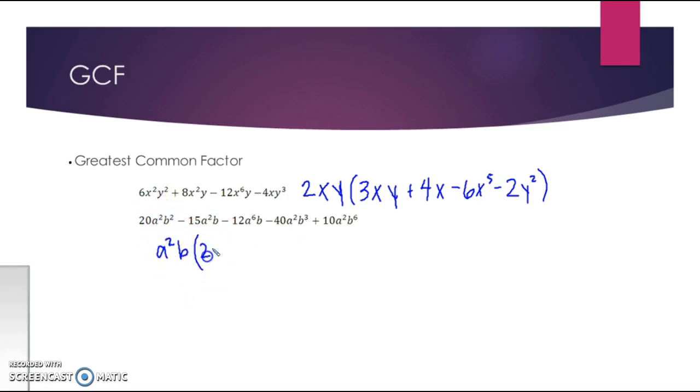So the 20 stays the same, and then my A squared cancels, and B squared divided by B is B. And then the minus 15 stays the same. My a squareds cancel and my b cancels. The negative 12 stays the same. A to the 6 divided by a squared is a to the 4th. And then my b's cancel. Then I have minus 40. A squareds cancel. B cubed divided by b is b squared. And then my 10 stays the same. And my a squareds cancel. B to the 6 divided by b is b to the 5th.